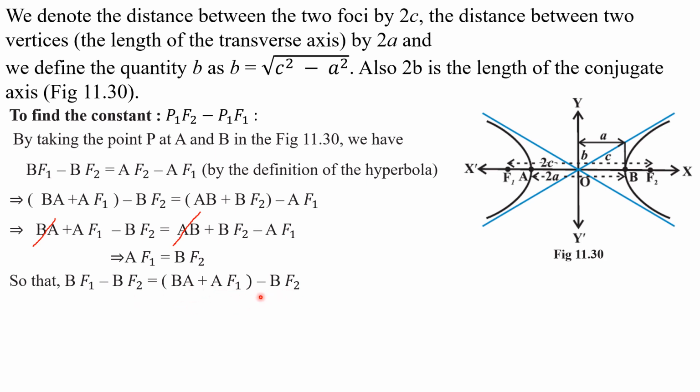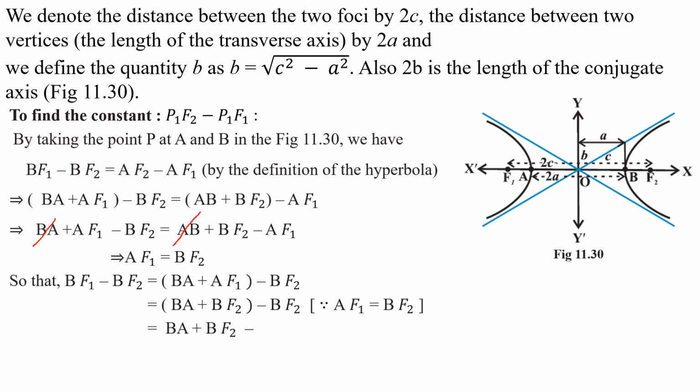Understood this step, my children? That is equal to BA plus BF2 minus BF2, because we have proved that AF1 is equal to BF2. Yes or no, my children? We are using this result in this step. In the place of AF1, we wrote BF2. Understood this step, my children?